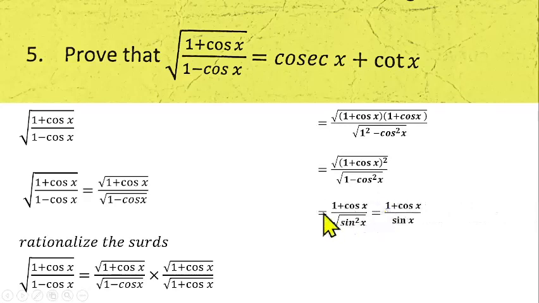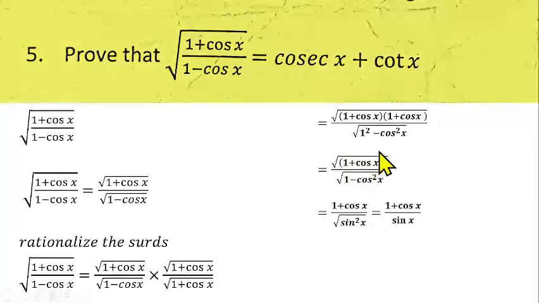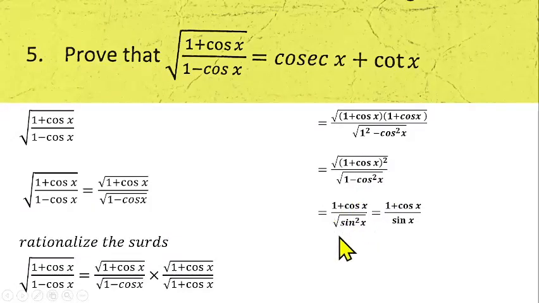So if you replace that, the square root will take care of the 2 here. So you have 1 plus cos x over sine squared x. Then this square root here will also take care of the square here. So we'll be having 1 plus cos x over sine x. And this one can be split into two fractions. So we have 1 over sine x plus cos x over sine x.